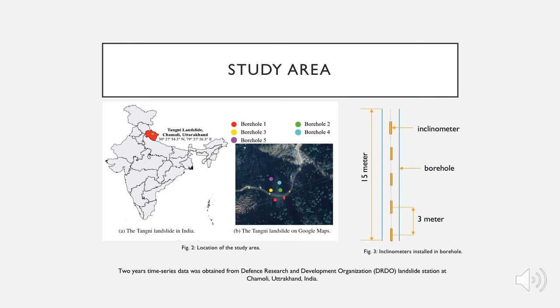Now I will introduce the study area. To train the machine learning models, we require data. The data we obtained is from the Tangni landslide in Uttarakhand. The DRDO has installed a landslide monitoring station at the Tangni landslide, as shown in figure 2. The monitoring station has 5 boreholes at different positions and each one is indicated by a different color. As can be seen in figure 3, each borehole consists of 5 inclinometer sensors at a distance of 3 meters from each other. For example, the first one is at 3 meter depth, the second one is at 6 meter depth and so on. We obtained 2 years of time series data from these borehole sensors.